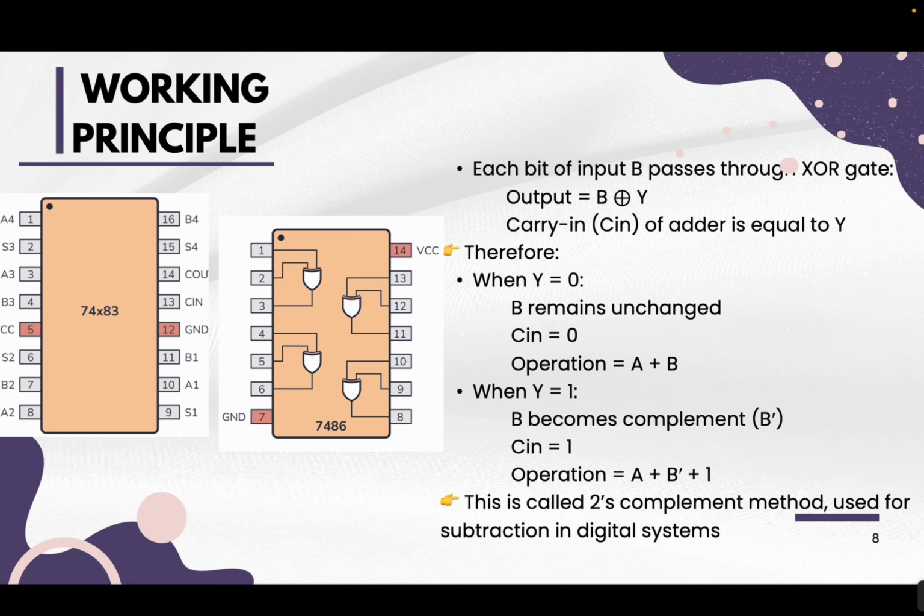Now, B prime plus 1 is the definition of the 2's complement of B, and A plus the 2's complement of B is mathematically equal to A minus B. So the circuit is not directly subtracting, it is using a clever mathematical trick to turn subtraction into addition. This is called the 2's complement method, and it is the same method used in the ALU of every modern computer and processor. So that's all from my side.